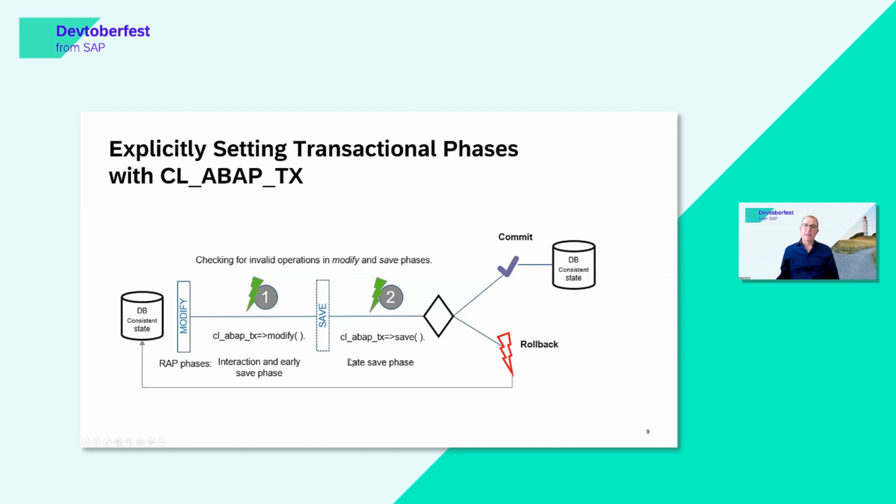And we can then later on enter the late save phase of RAP by running this static method save. And then, for example, this would lead to a dump if you would do something that violates this contract. And that's the big advantage. You can now leverage these stability contracts that we have introduced with RAP.